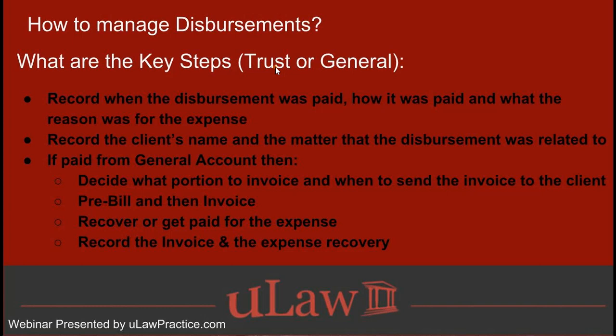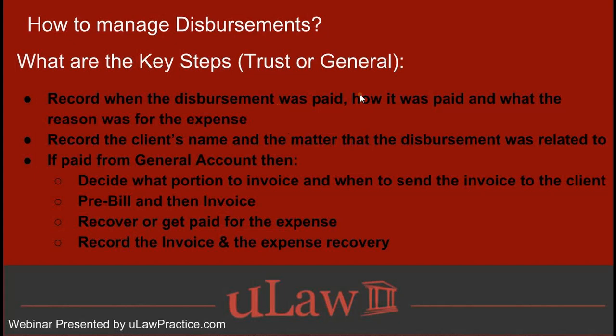Regardless, here are some key salient features of expenses and how you track them, be it trust or general. First, you'd record when it happened. So when did that disbursement get paid? Let's say it's a court fee. When did that court fee get paid? Was it today? Was it in August? Was it in September? You really need to know when it was paid, because that's fundamentally going to go back to reconciliation and ensuring that books are on track. Okay, so when was it paid?